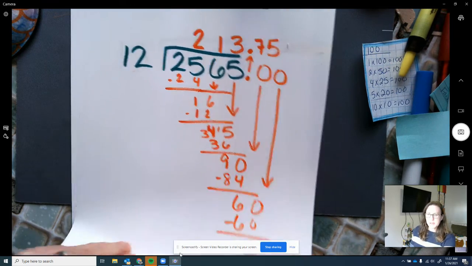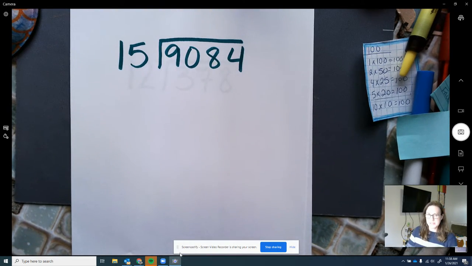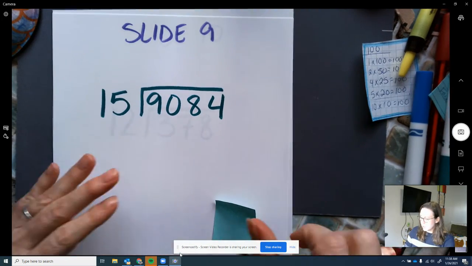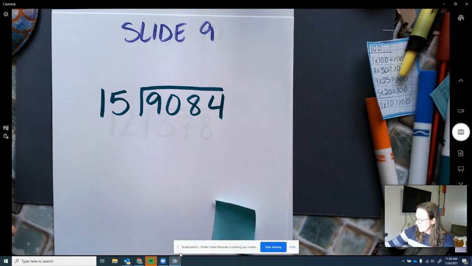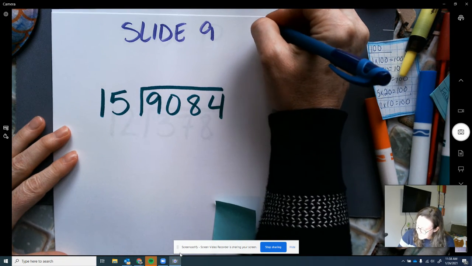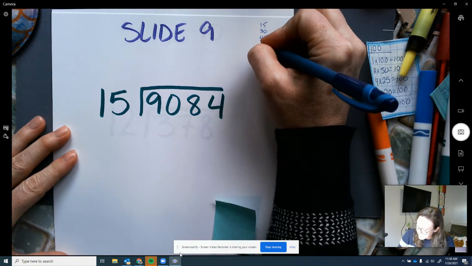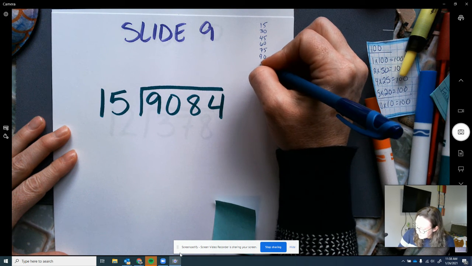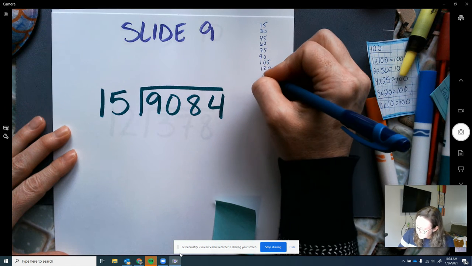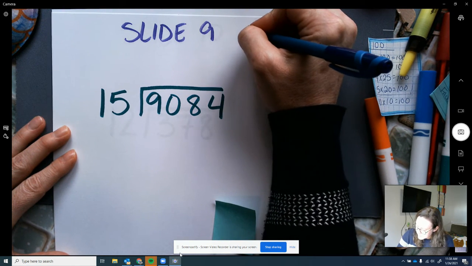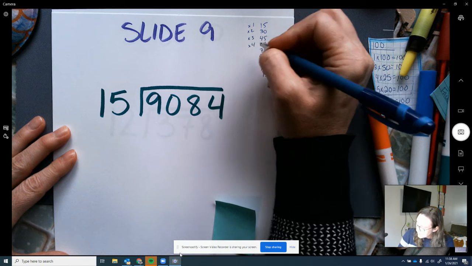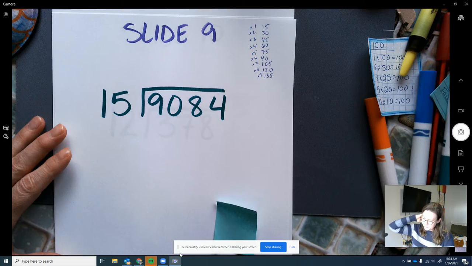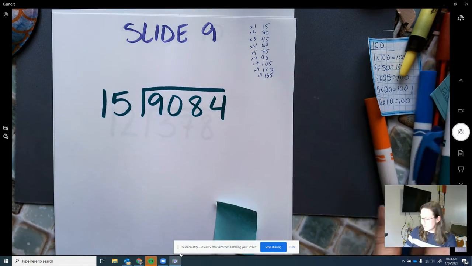Slide 9 uses 15s. So we've got the same kind of concept where we are just looking at our 15s. And I'm going to go ahead and write my 15s on the side. So 15 times 1 is 15, then 30, then 45, then 60, then 75, then 90, then 105, then 120, then 135. This is times 1, times 2, times 3, times 4, times 5, times 6, times 7, times 8, and times 9. Okay, so I'm going to write those on the side just so that I can get them faster.